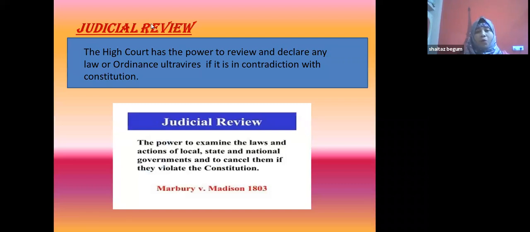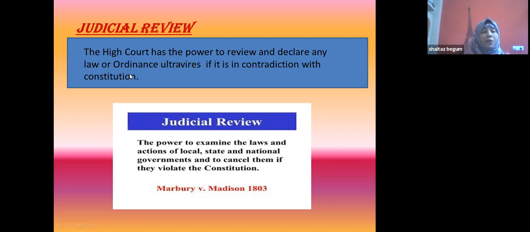One of the most important powers of the court is judicial review. What is this judicial review? The High Court has the power to review and declare any law or ordinance ultra vires if it is in contradiction with the Constitution. That means any law which is passed by the state legislature, if it is against the Constitution, then such laws are declared ultra vires.